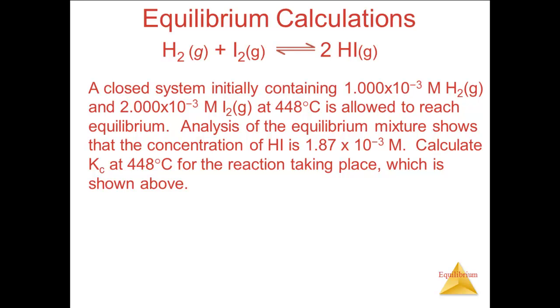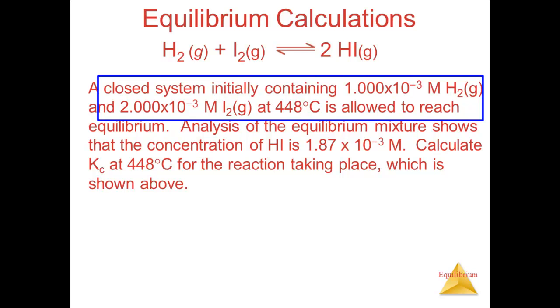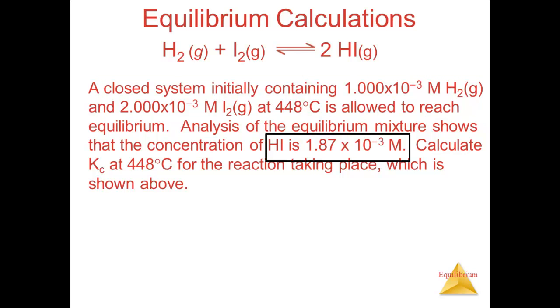In order to calculate the value of Kc, we need to know the equilibrium concentration of each of the three substances, H2, I2, and HI. We are given the initial concentrations of H2 and I2. The initial concentration of a substance is the concentration of the substance before any reaction takes place. From the reaction, 1 mole of H2 and 1 mole of I2 react together to produce 2 moles of HI. The last piece of data we are given is the equilibrium concentration of the HI.